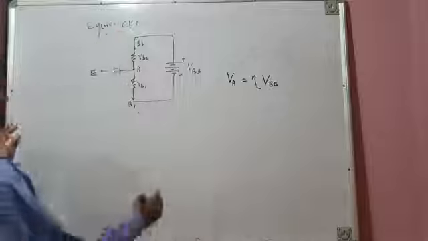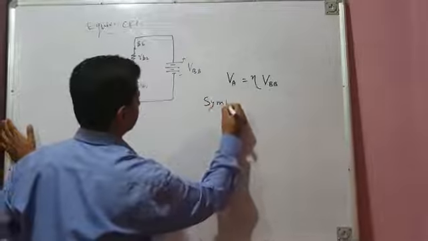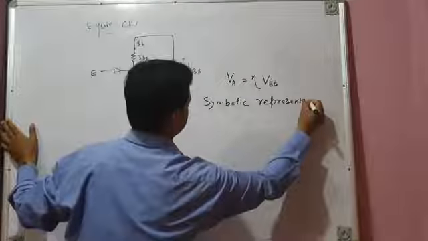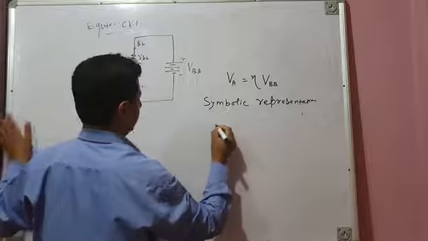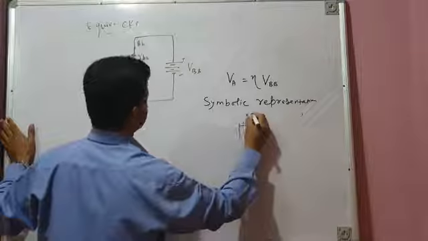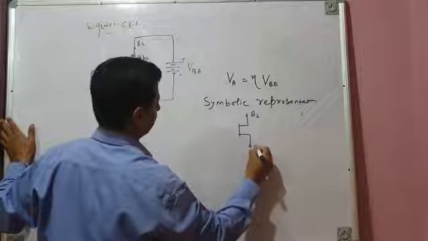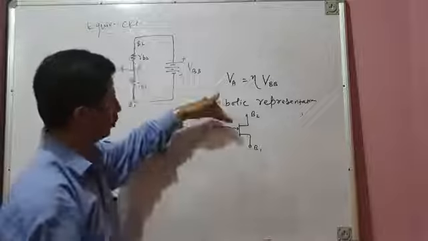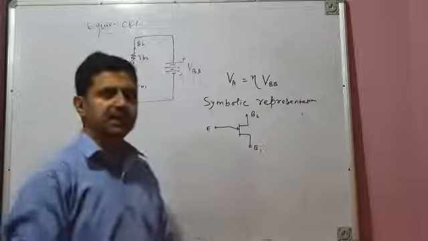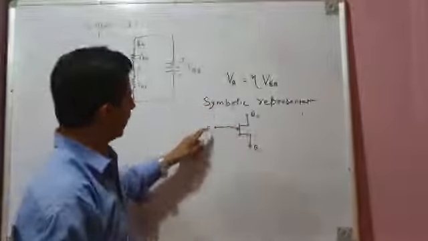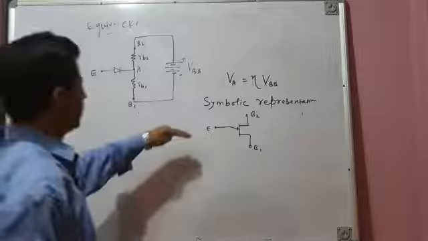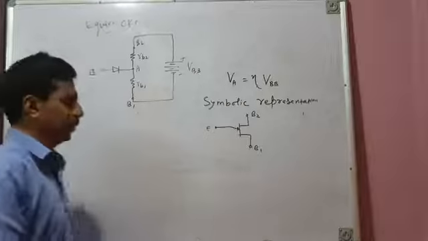Symbolically, this UJT can be represented like this. You have terminals B2, B1, and this is the emitter. An arrow is shown inclined towards B1, because you will see very soon that when the UJT goes into conduction, current flows from E to B1. It does not flow from E to B2, it flows from E to B1. So this is the symbolic representation of UJT.